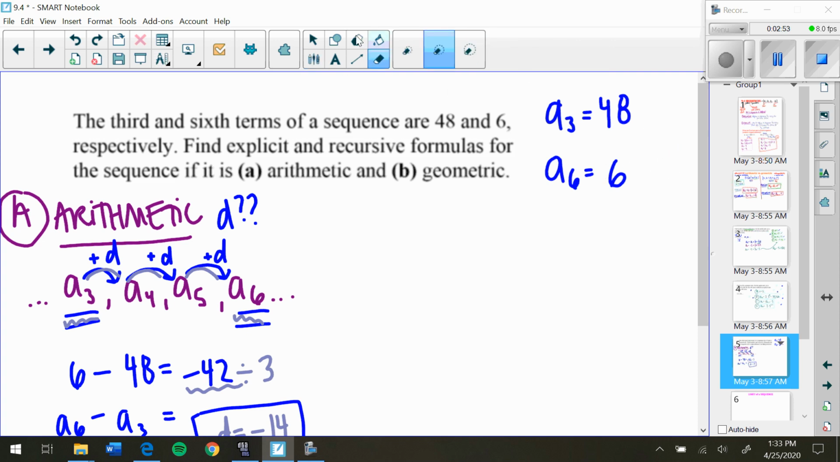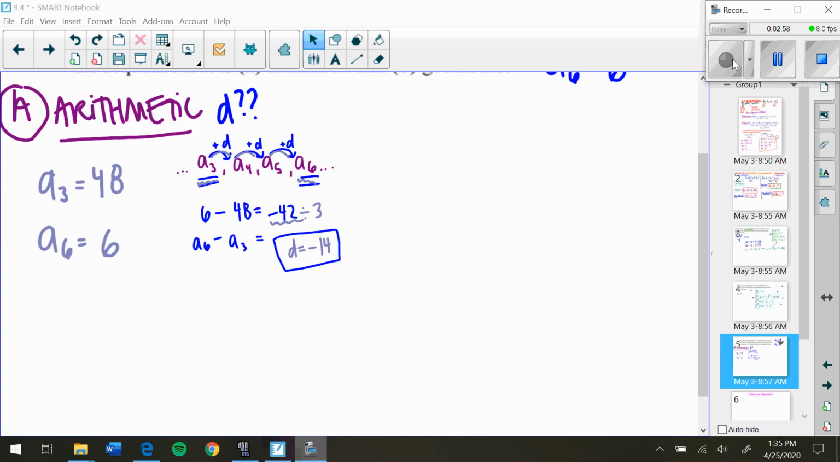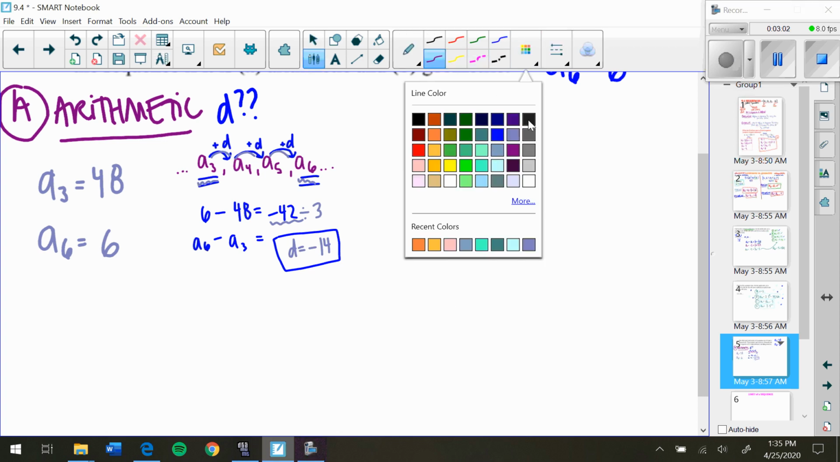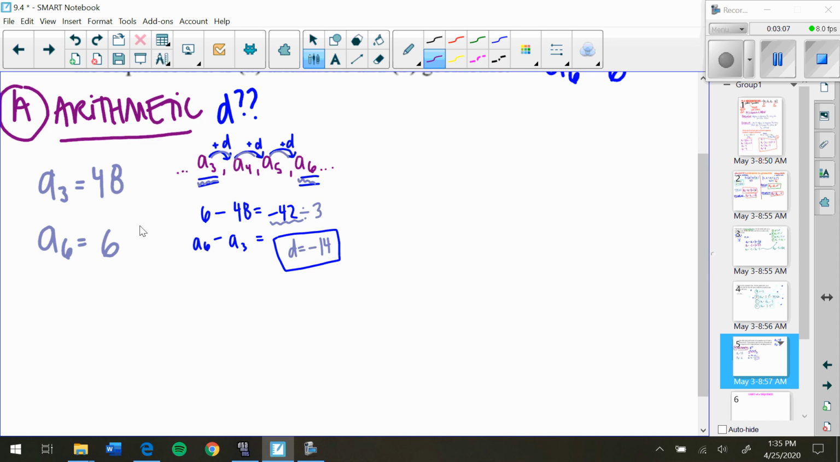All right, now that wasn't actually the question, unfortunately. That's just going to help us get there. All right, sorry, I rearranged a little bit. So here's what we know as a reminder. We are given our third term and our sixth term. We just figured out the common difference, assuming that this is an arithmetic sequence, and they want us to find both the explicit and the recursive formulas.